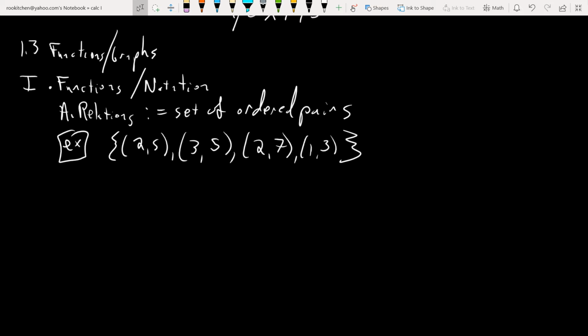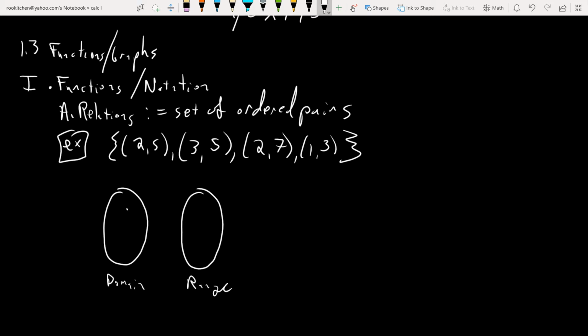You can do these graph things, these arrow diagrams, I think maybe they call them. On the left side is the domain. That's all the x elements. On the right, there's the range, all the y elements. Let's put the domain stuff in there. So we have 2, 3, and a 1. Or 1, 2, 3. And then we have the range elements, all the y stuff. So if we have a 5, there's a 7 and a 3. I should have put them in order. Oh well. So 1 goes to 3.